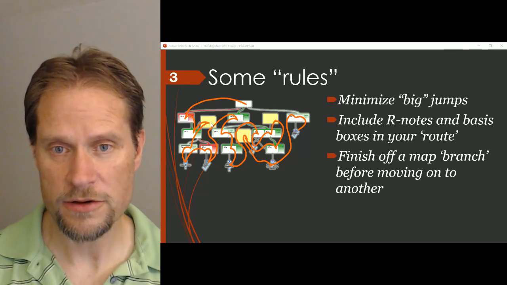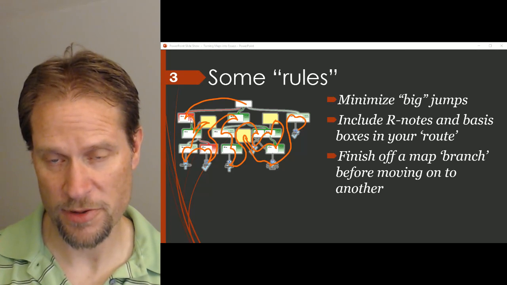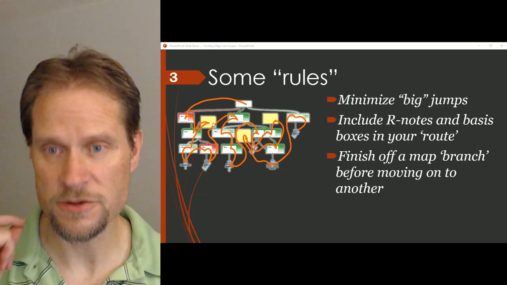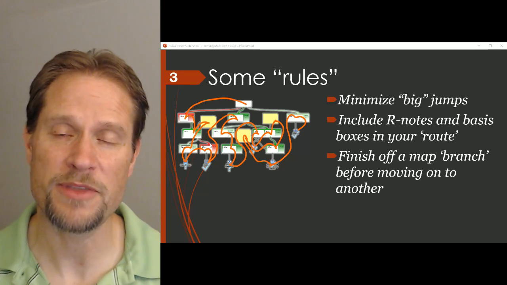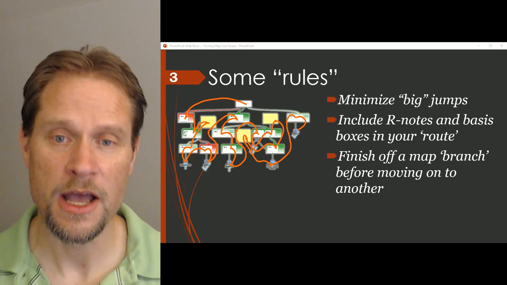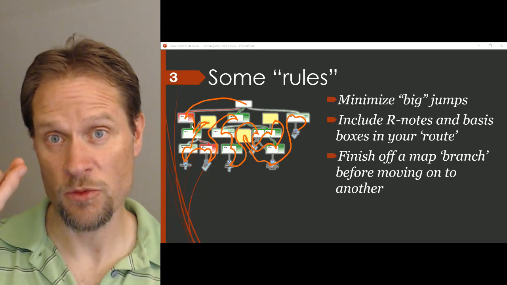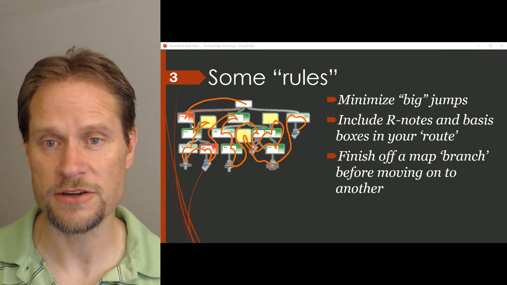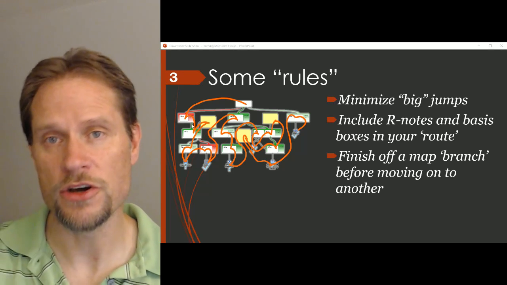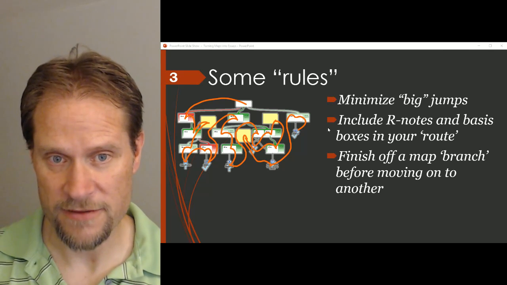But R notes for key links between crucial parts of our argument, those need to be included in our path because we're going to want to say something, some little side commentary about the keyness of that connection and why it's a good connection, and we articulate it for our readers so that they can understand that it's a good, relevant reason for supporting the box above it. We want to have that in our route.